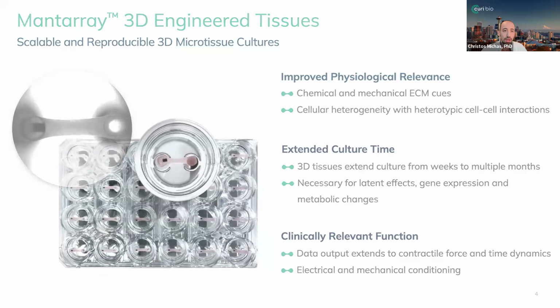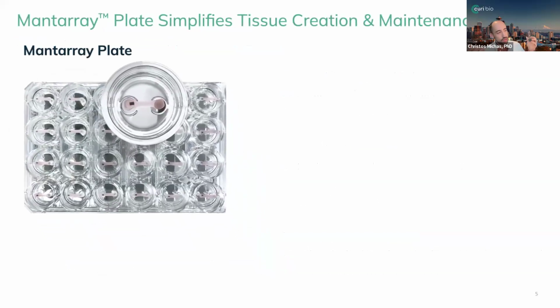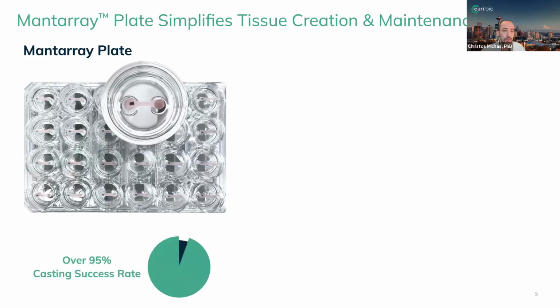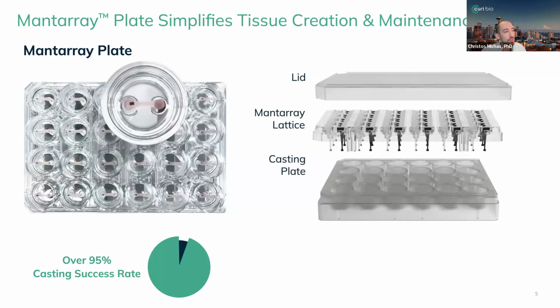And so what Curi Bio has done is not truly build from scratch the 3D tissue technology, but pioneered simplifying the tissue creation and maintenance of this technology so you can use it in your lab. And so when you use a Mantarray plate, you will see that you get over 95% casting success rate. And this is enabled by the structure of the consumable.